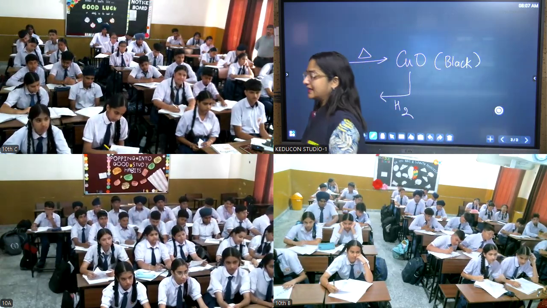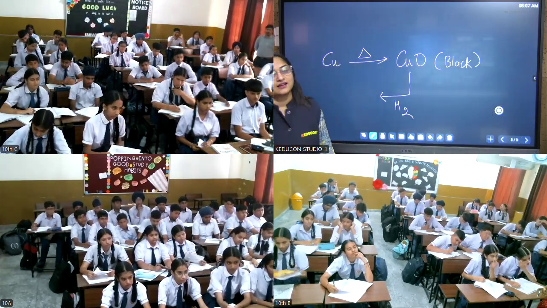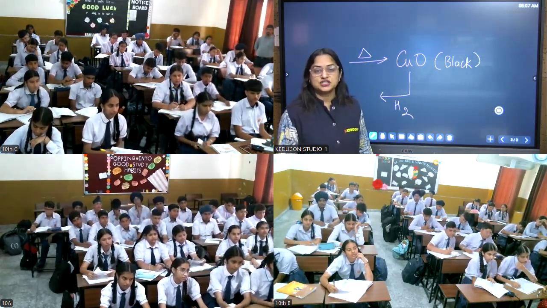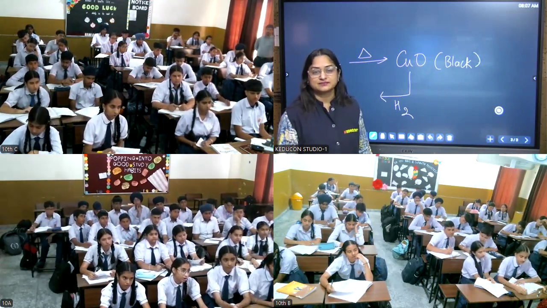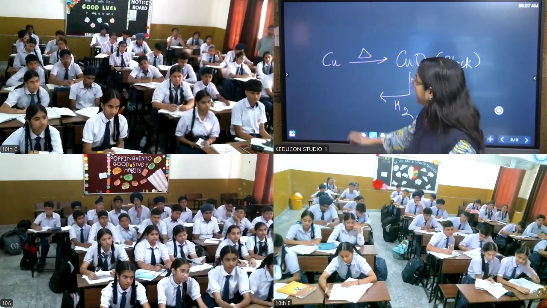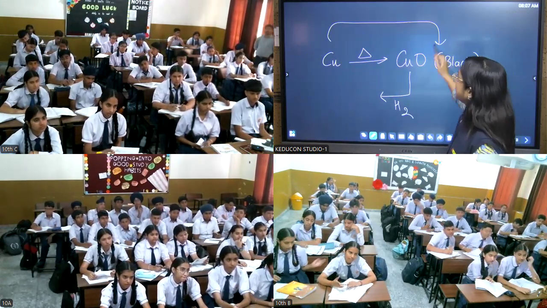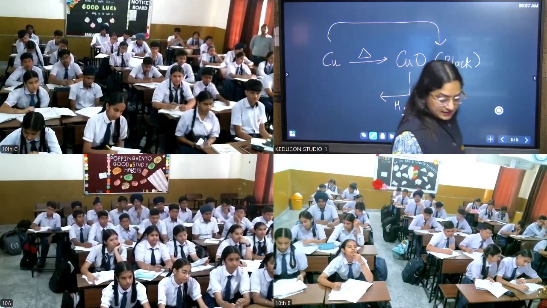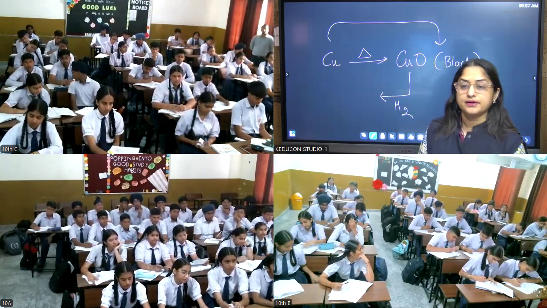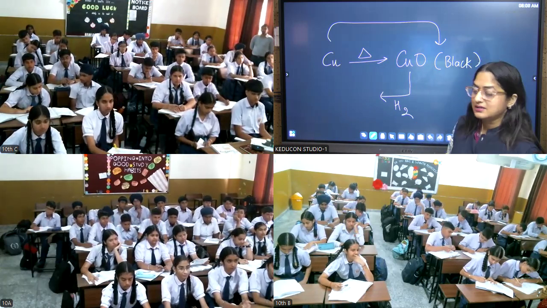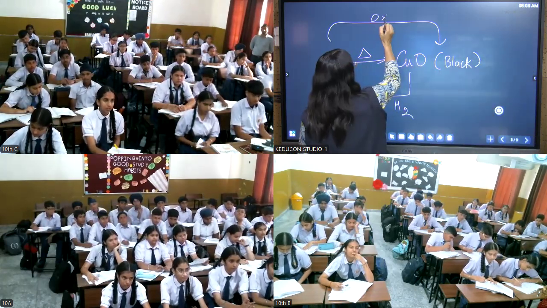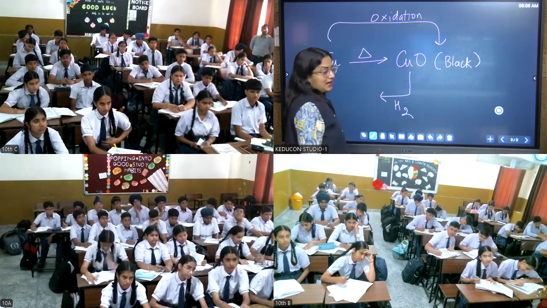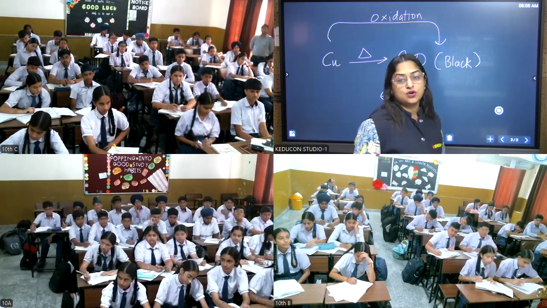What is addition of hydrogen called? That is called reduction. What is addition of oxygen? Oxidation. So what is happening here? Which process is taking place in this case? Oxidation. The oxygen is getting combined with the copper, so you are getting copper oxide. The process is called oxidation. One oxygen is getting attached to this copper atom, which turns it black and forms copper oxide.